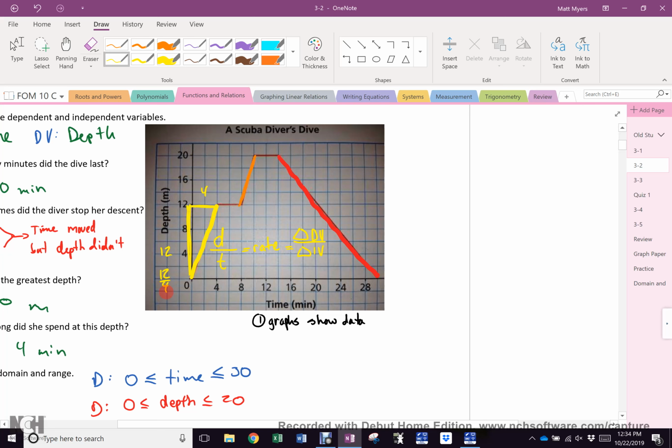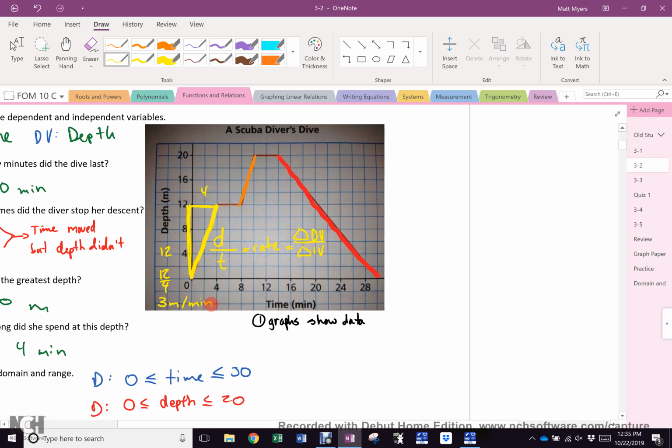Now, would we ever say I drove at a speed of 200 kilometers per 4 hours? No, of course not. What do we always say? We break it down to 1, yes? 50 kilometers per 1 hour, right? So, this is 12 meters in 4 minutes. So how many meters did she move in 1 minute? 3. So the yellow part, she is moving at 3 meters per minute.